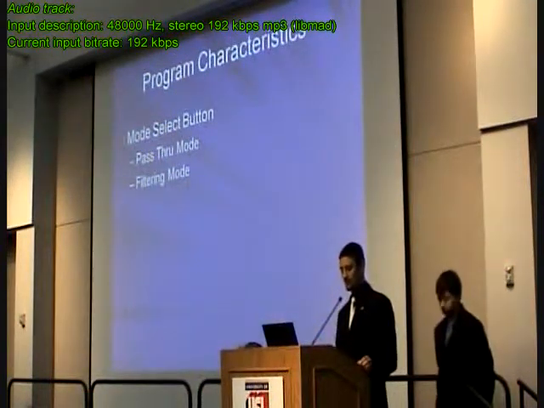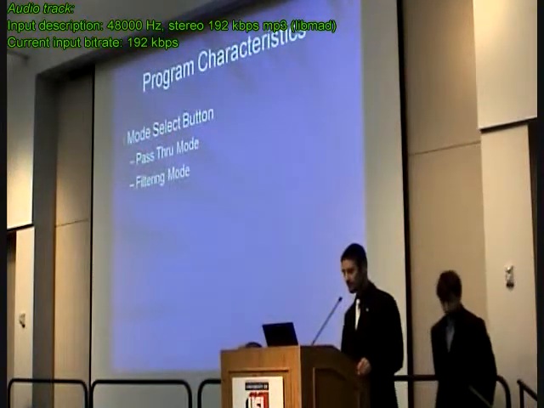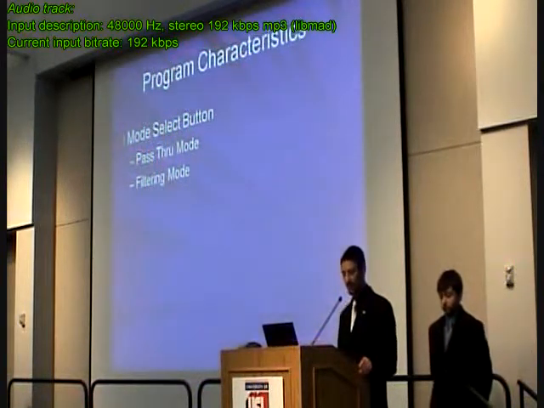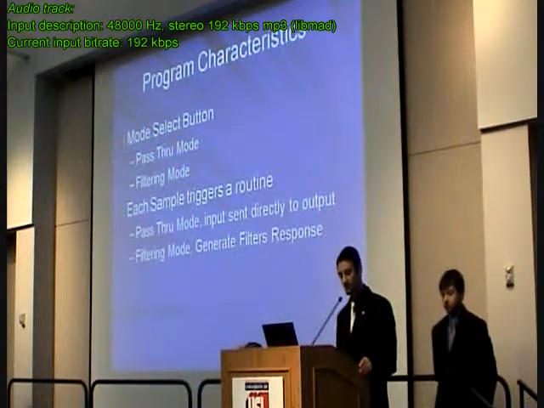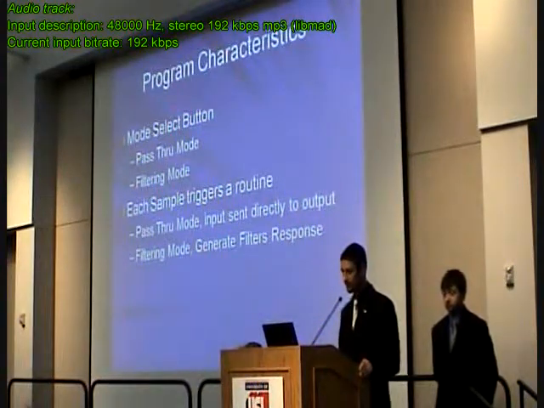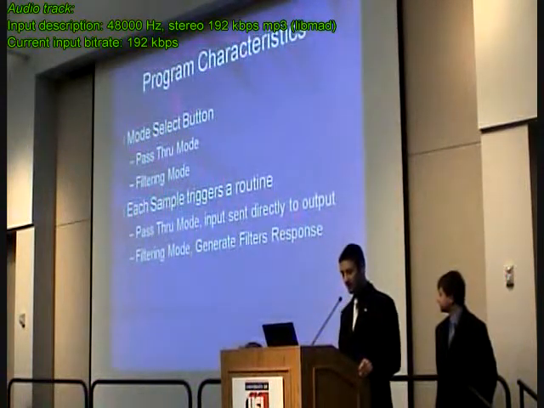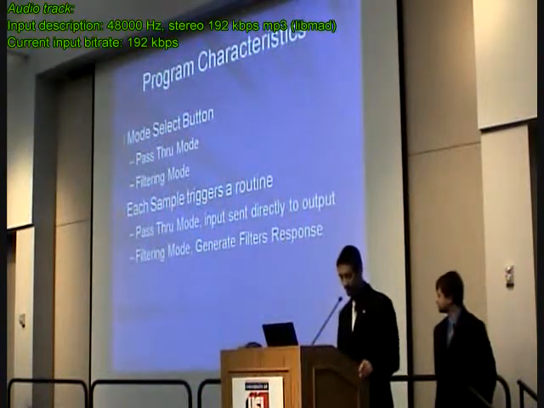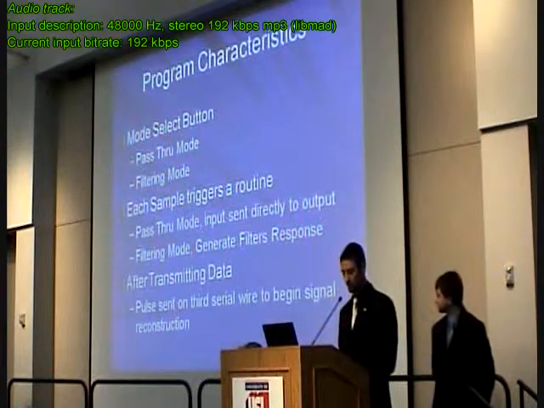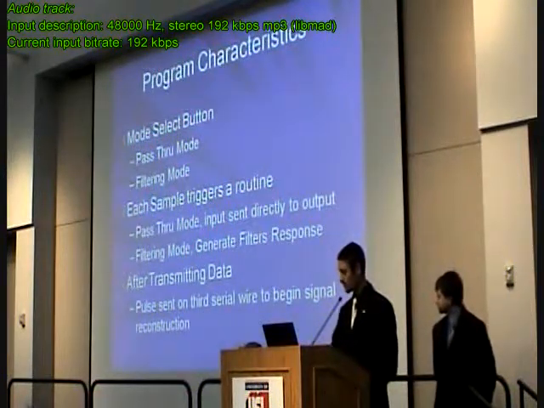In our system, a button is used to switch between 2 modes, pass-through and filter. In either mode, the analog to digital converter samples the input repeatedly, and with each new sample, a subroutine is called. In pass-through mode, the input is sent directly to the serial port and then back to the amplifier, whereas in filtering mode, the data is used to calculate the filter's response. Once the output is transmitted over the serial port, a short pulse is sent on the transmit done wire to begin the signal reconstruction in the digital converter.